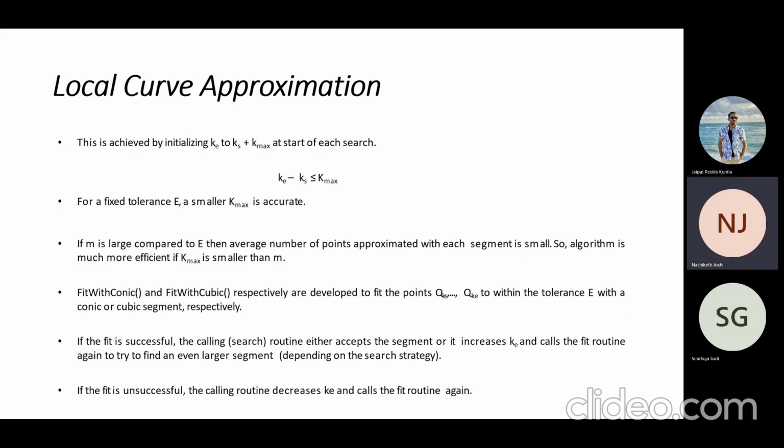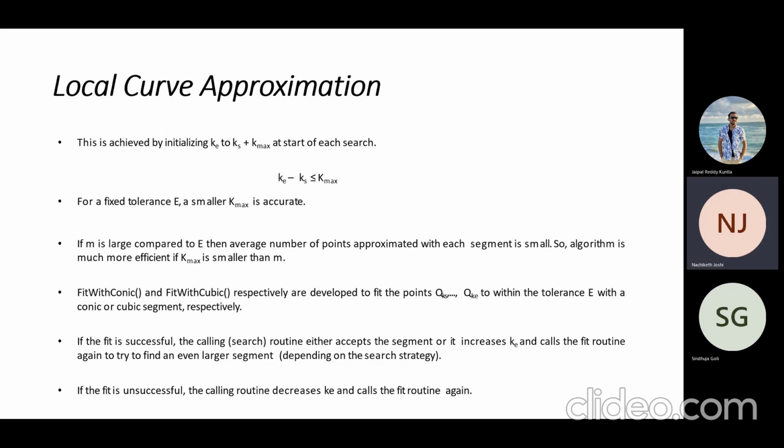This is achieved by initializing ke to ks plus kmax at the start of each search, so ke minus ks is less than or equal to kmax. For a fixed tolerance, a smaller kmax is accurate. If m is large compared to e, then the average number of points approximated with each segment is small. So the algorithm is more efficient if kmax is smaller than m.